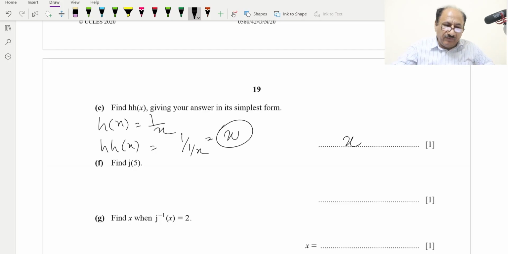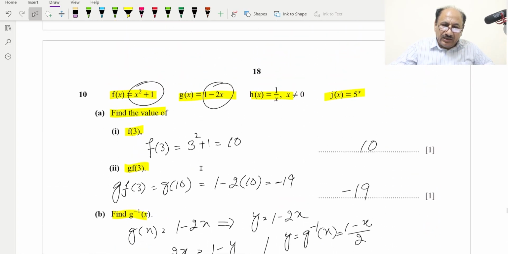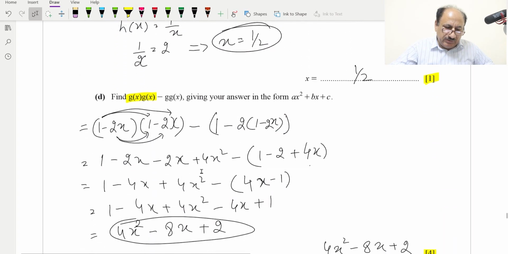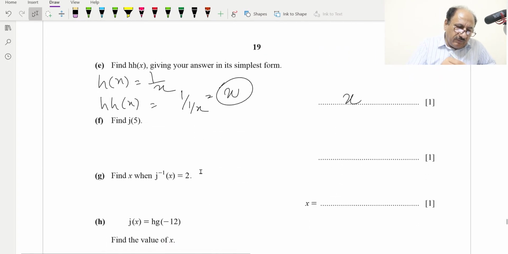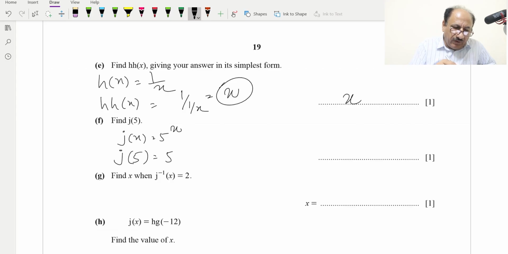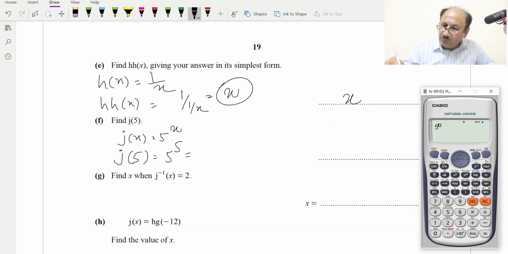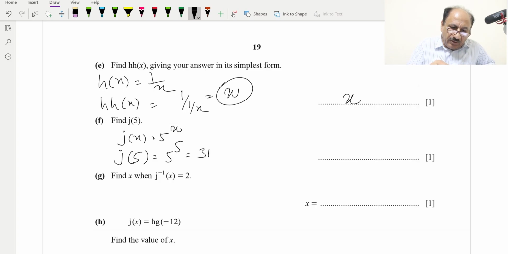Now find j of 5. J of x is given is equal to 5x. J of x is equal to 5 raised to the power x, basically. So j of 5 will be equal to 5 raised to power 5, and 5 raised to the power 5 we can calculate. 5 raised to power 5 is equal to 3125. So this will be our answer, 3125. Basically we are done with this part and this part.